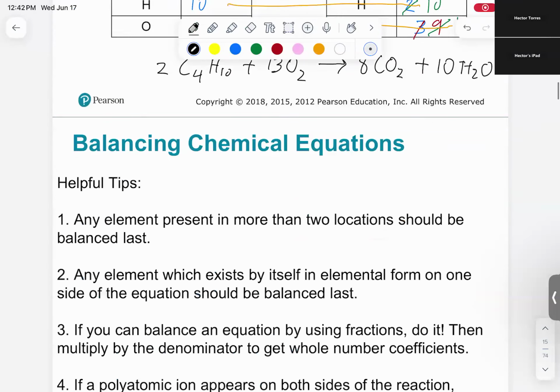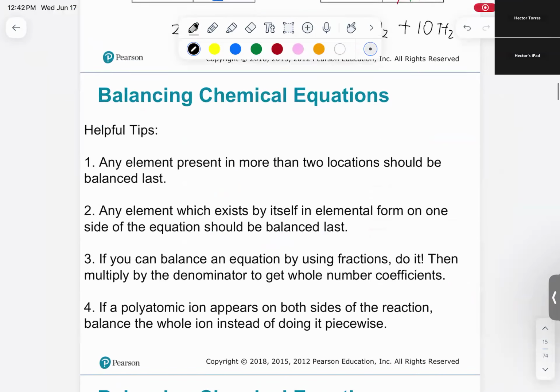Great. Now here are some helpful tips that are given for balancing equations. The first one is any element present in more than 2 locations should be balanced last. That one's a great one just because those ones get a little tricky, so sometimes you want to do those a little bit later. And then any element which exists by itself in elemental form on one side of the equation should be balanced last.